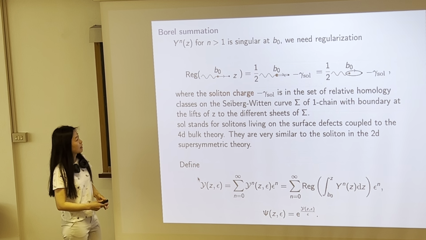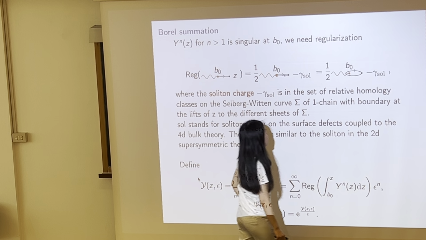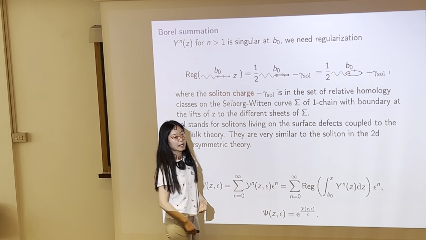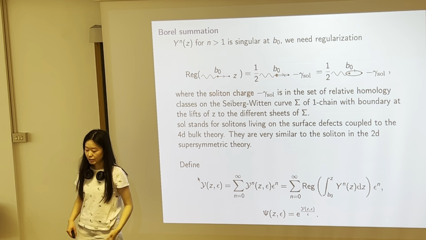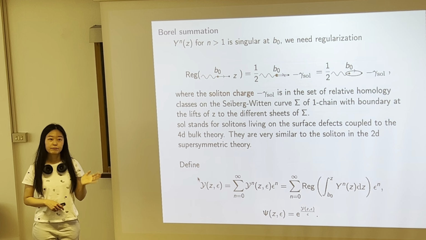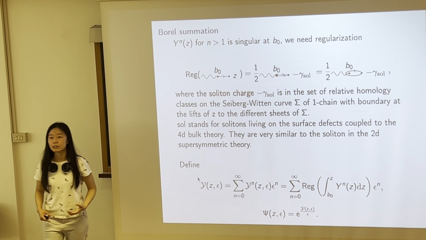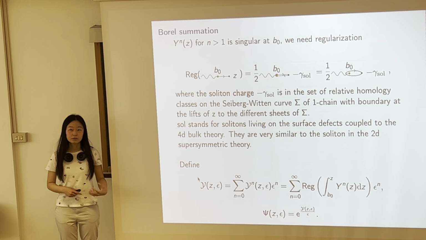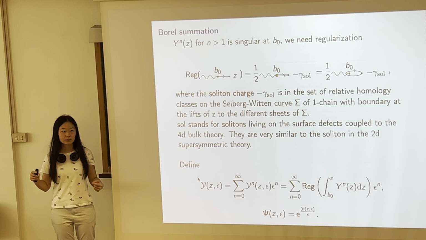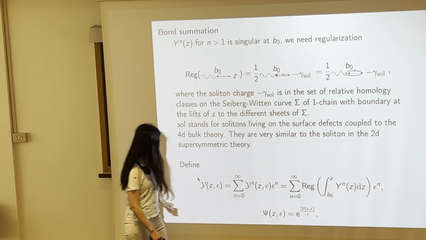And actually, this path, which is one chain on the Seiberg-Witten curve with boundaries at this point z on different sheets of sigma, has some physical meaning as the charge which grades the soliton living on the 2D surface defect in this coupled 2D-4D system. And such a soliton is very similar to the soliton living in a pure 2D theory, which is a BPS configuration interpolating between different vacua. And actually, the different vacua here are the different sheets of sigma. So this story is consistent.